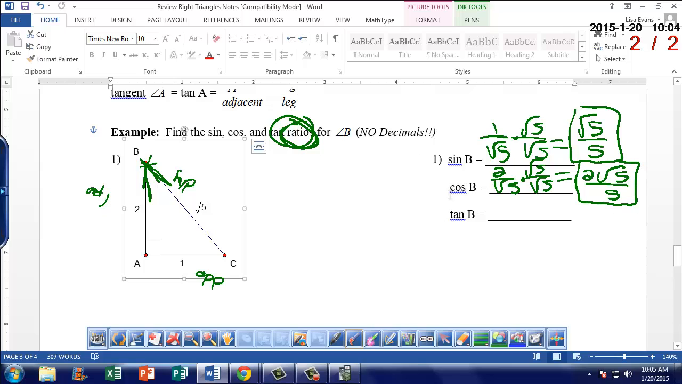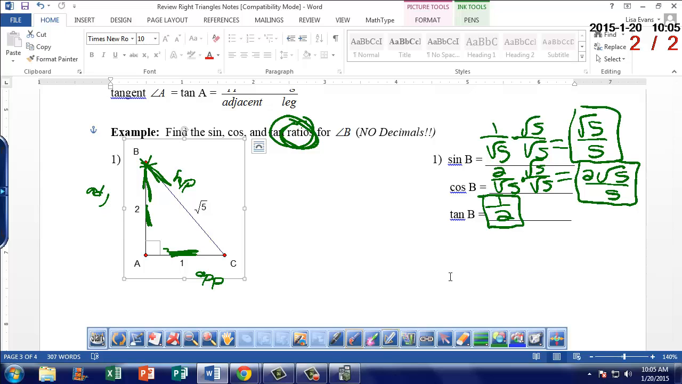Last one is tangent. Tangent is TOA, so CAH-TOA. So we're going to do the opposite over the adjacent. There's nothing I need to do to simplify there. My answer is just 1/2. Okay, now we're going to do the same thing, except we're going to solve for something that's missing, a missing side or a missing angle.